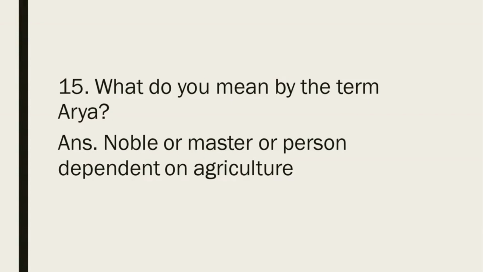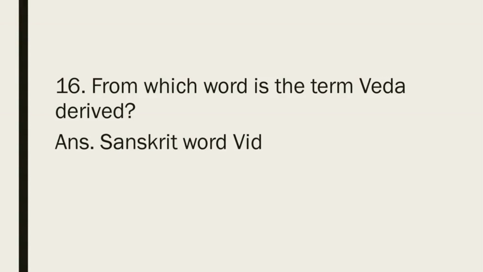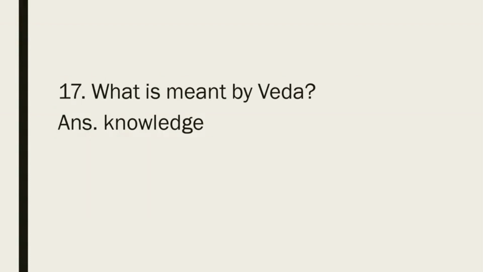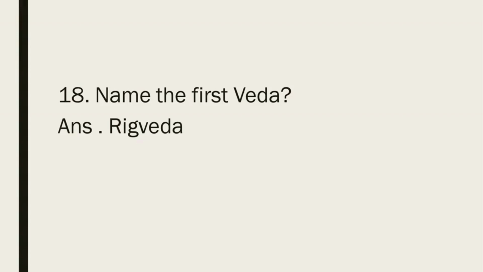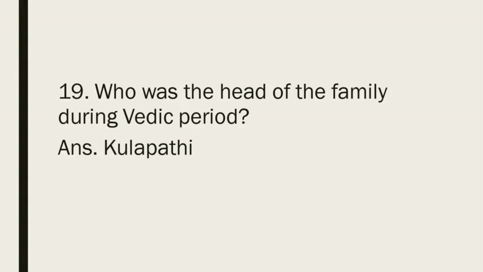What do you mean by the term Arya? Noble, a master, or a person dependent on agriculture. From which word is the term Veda derived? Sanskrit word Vid. What is meant by Veda? Knowledge. Name the first Veda. Rig Veda. Who was the head of the family during Vedic period? Kulapati or Grihapati.